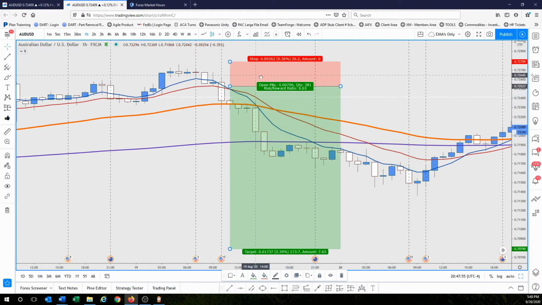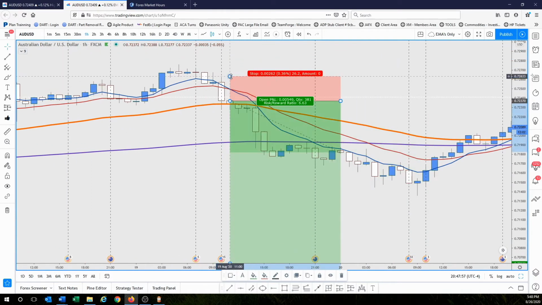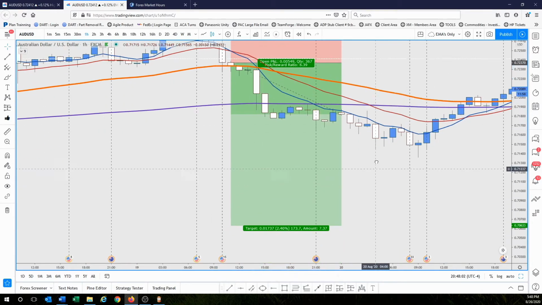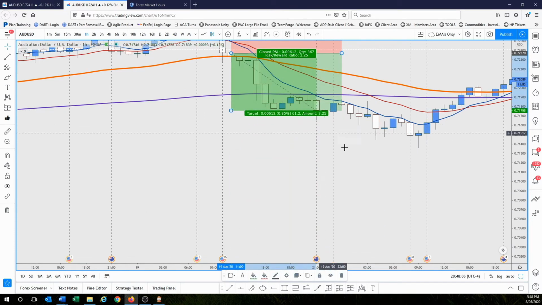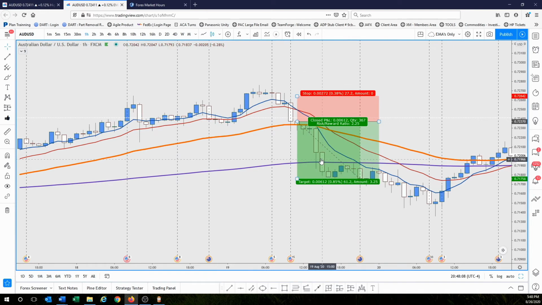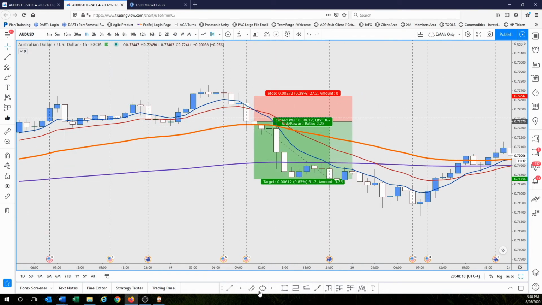So right here, we had an EMA cross. We had a news release right here. So that could have been the trade. That could have been a news release trade.